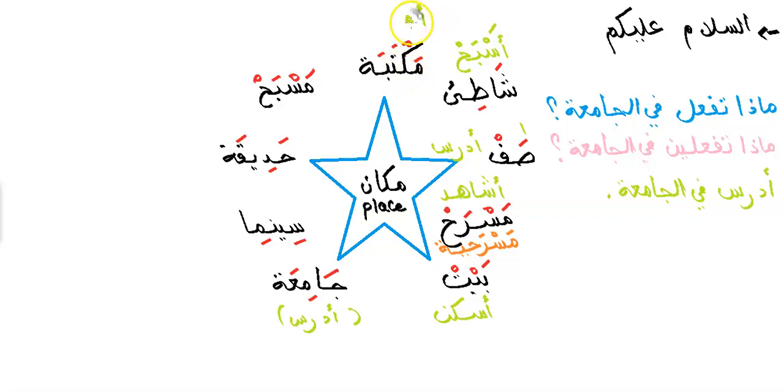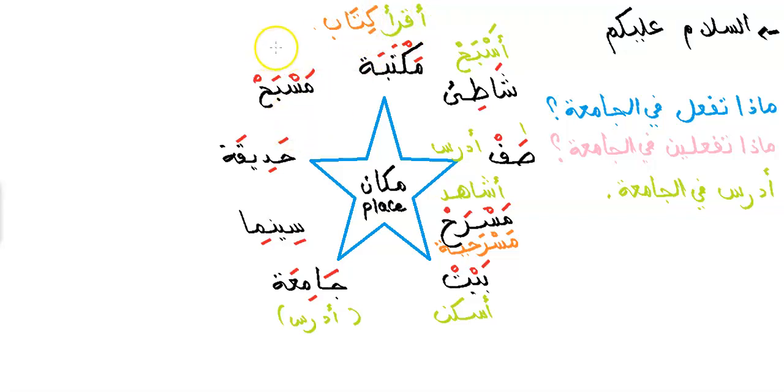أدرس, but also أقرأ. When you have an object, you have to indicate it. أقرأ what? ماذا؟ أقرأ كتاب. And here the objects are orange. I watch ماذا? What? مسرحية. أقرأ ماذا? I read what? أقرأ كتاب.